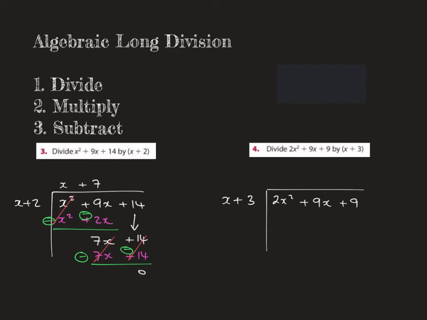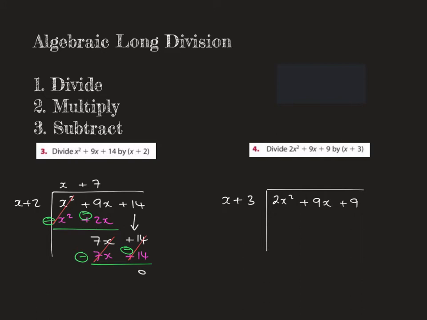So we'll just double check that we've everything taken down right. So we want to see how many times x plus 3 divides into 2x squared plus 9x plus 9. Okay, first thing that we need to do is we need to divide.